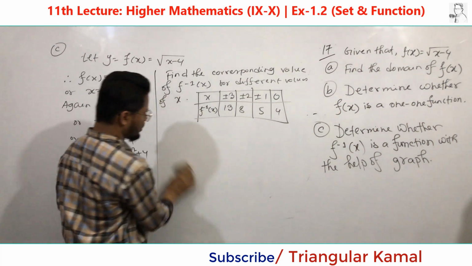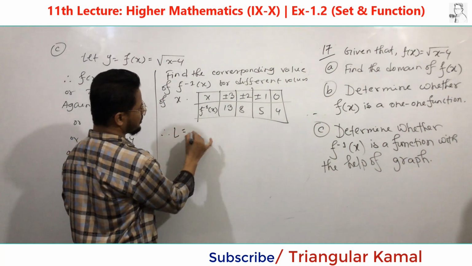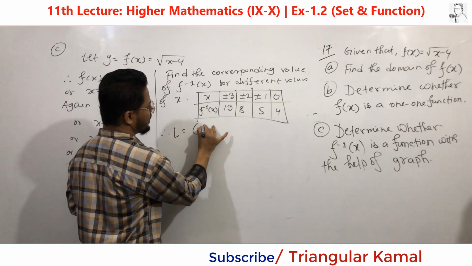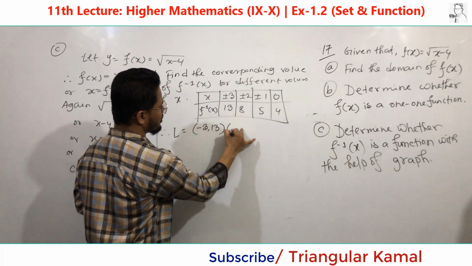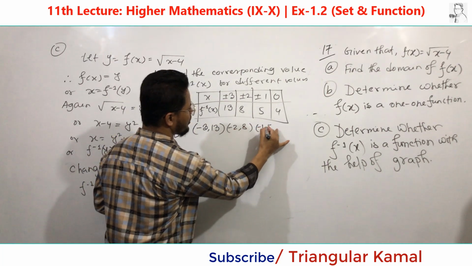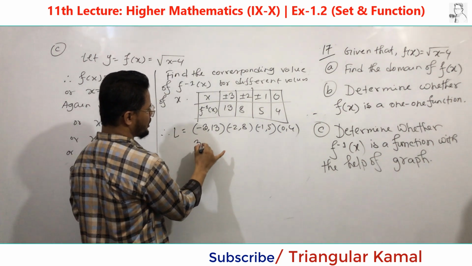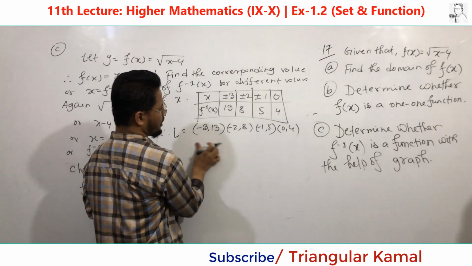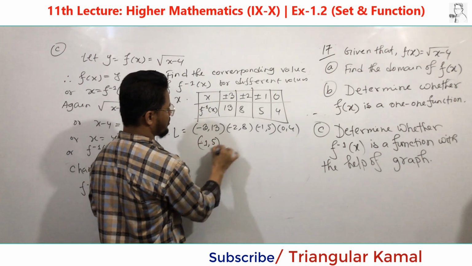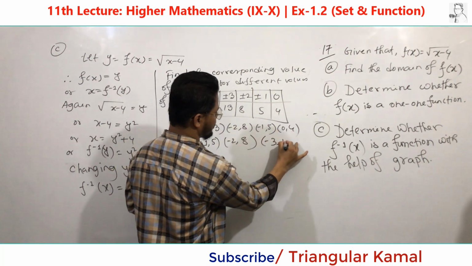Now considering all points: minus 3, 13; minus 2, 8; minus 1, 5; 0, 4; then plus 3, 13; plus 2, 8; plus 1, 5.